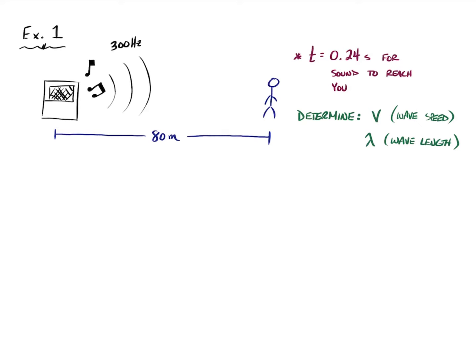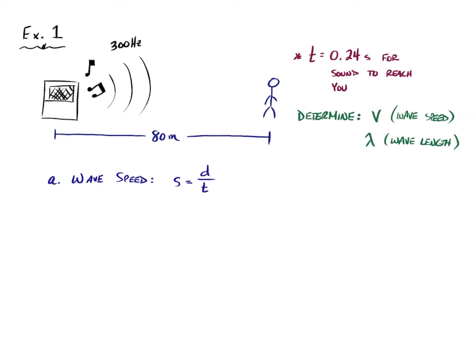All right, so how do we utilize all this in an example? Well, let's say that you're standing 80 meters away from some kind of speaker. It's projecting some kind of tone at 300 hertz. And you realize that if you have a remote, you click play, it takes about 0.24 seconds for you to hear the sound once you hit that button and turn that machine on. So we want to know two things. What is the wave speed of the sound waves, and what is the wavelength based on this scenario?